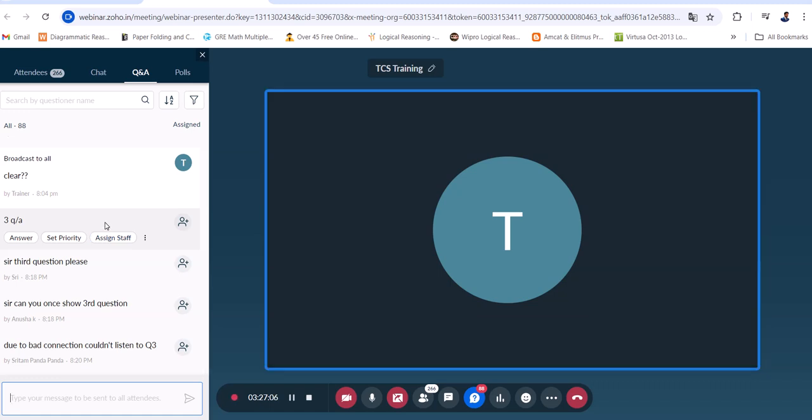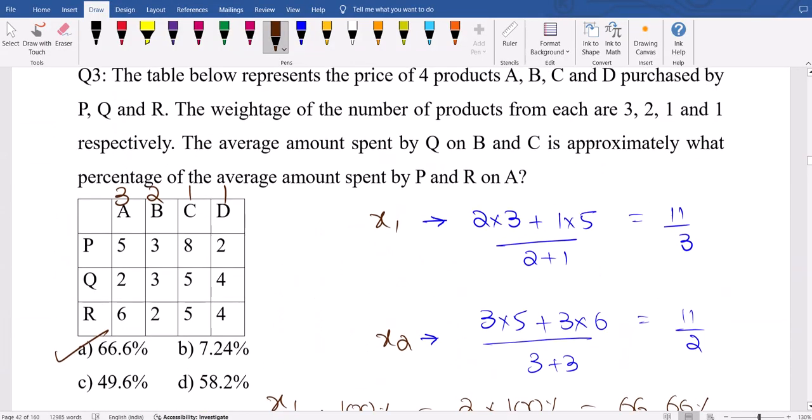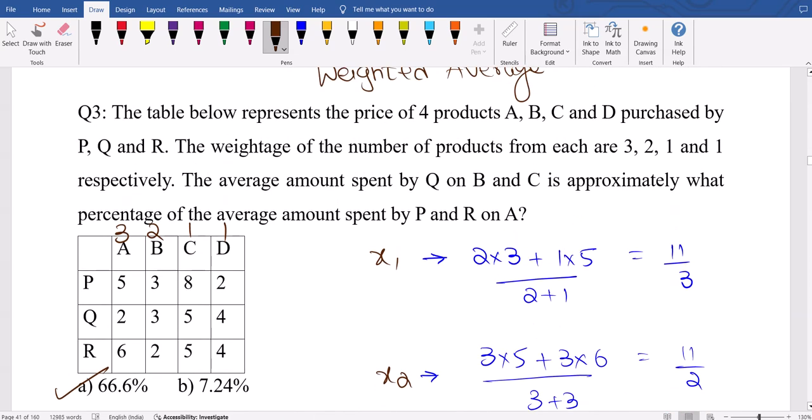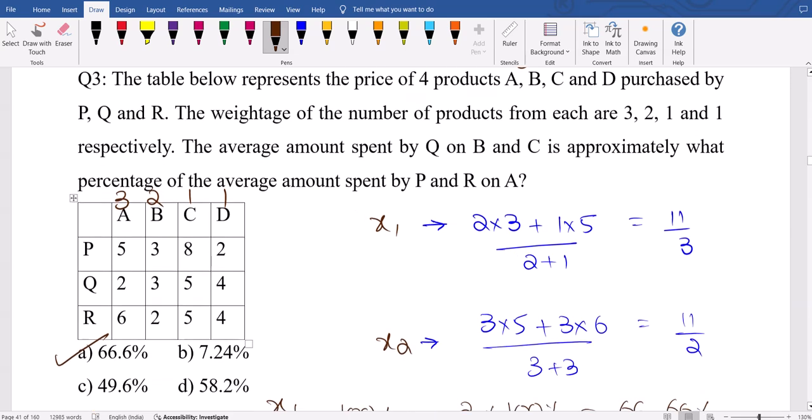Third question, it's weighted average. See, A, B, C, D are four products. Each one is having a weightage of 3, 2, 1, 1 for A, B, C, D. First one: average amount spent by Q on B and C. Weightage is 3 into 2, 1 into 5 divided by 2 plus 1.